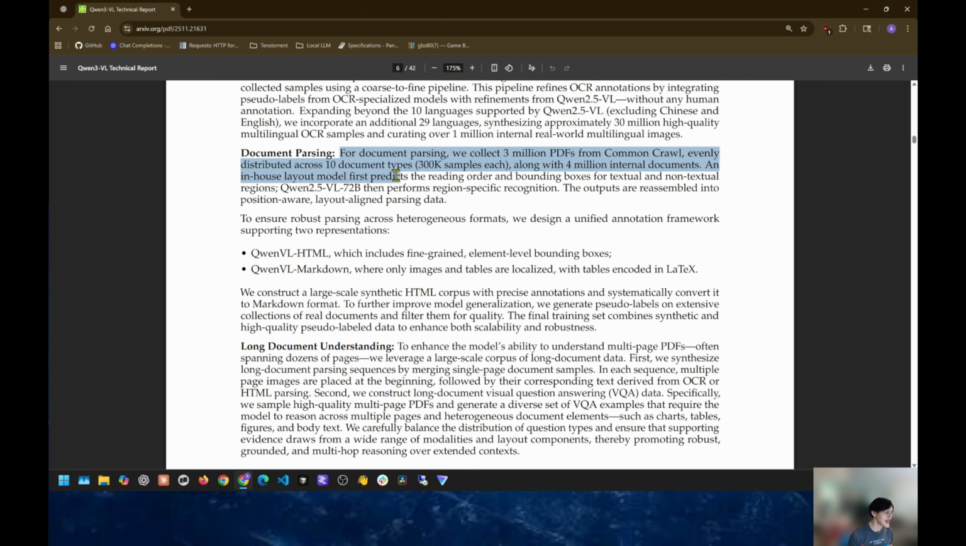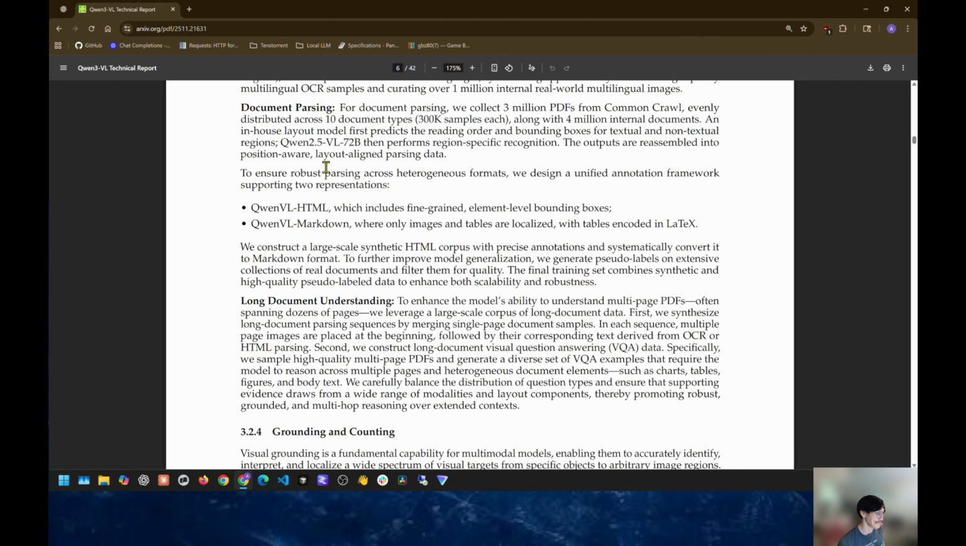An in-house layout model first predicts the reading order and bounding boxes for textual and non-textual regions. Qwen 2.5 VL 72B then performs the region-specific recognition. The outputs are reassembled into position-aware, layout-aligned parsing data. To establish robust parsing across heterogeneous formats, we designed a unified annotation framework supporting two representations: Qwen VL HTML, which includes fine-grained, element-level bounding boxes, and Qwen VL Markdown, where only images and tables are localized, with the tables encoded in LaTeX.